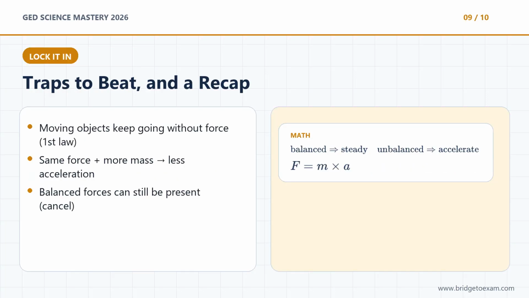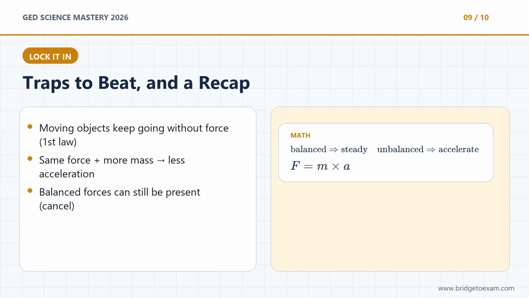Let's lock in the traps. 1. Thinking a moving object needs constant force to keep going. No, by the first law, it keeps moving on its own. Force is only needed to change motion. 2. Thinking heavier objects accelerate more. No, for the same force, more mass means less acceleration. 3. Thinking balanced forces mean no forces. No, forces can be present but cancel to 0. 4. Mixing up speed and velocity. Velocity also includes direction.